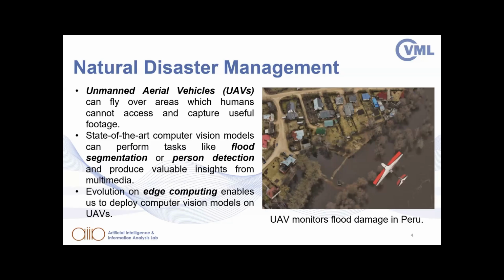Moreover, thanks to the advancements in edge computing, we can now deploy these computer vision models directly on the UAVs themselves. This is very important because instead of relying on remote servers, drones can process data on the fly, which reduces response times and makes decision-making faster and more efficient.